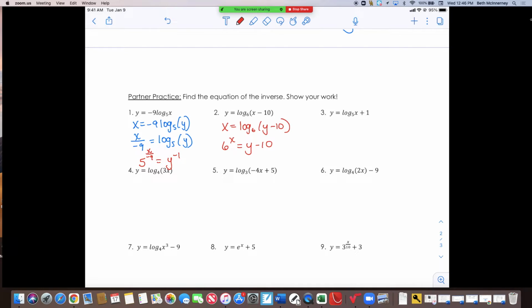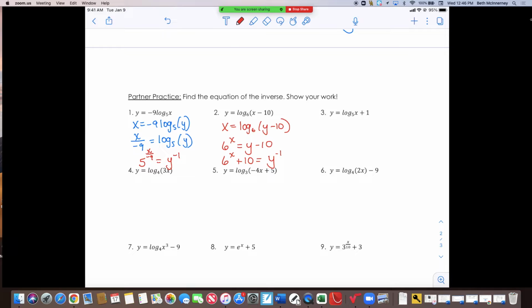All right, I'll do the second one so some of you can check it. So I switch the x and the y, and I do have the log alone. It has some stuff inside of it, but I don't have anything in front of it and nothing after it, okay? So I can't add 10 to both sides because that 10 is inside the logarithm. Does that make sense? That's different from number 3. In number 3, this plus 1 is not inside.